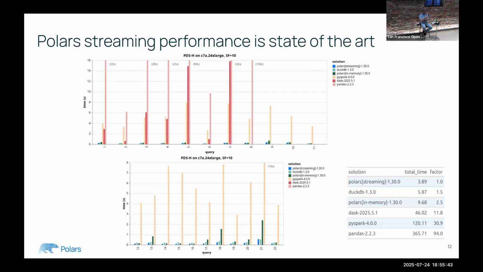And as a result, we did benchmarks on Polars streaming, and the performance is state of the art. So here you see PDS-H, which is like TPC-H, a very common database benchmark.